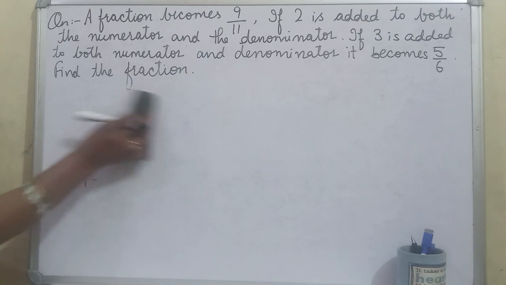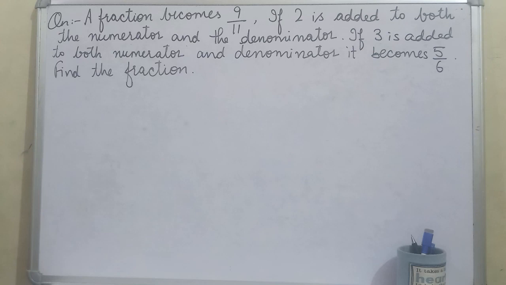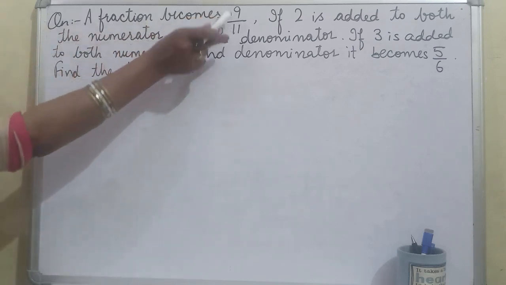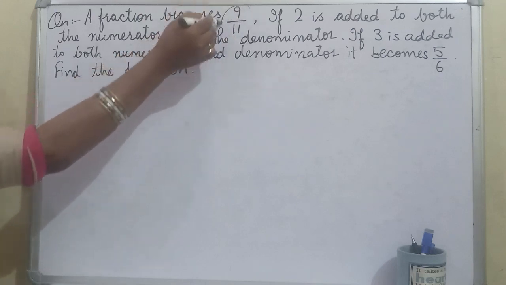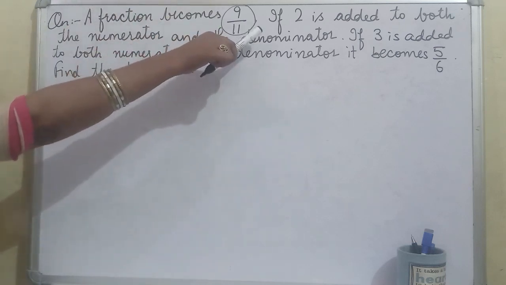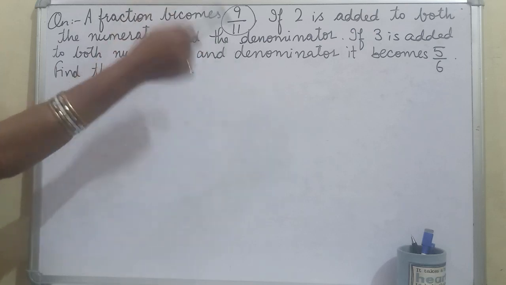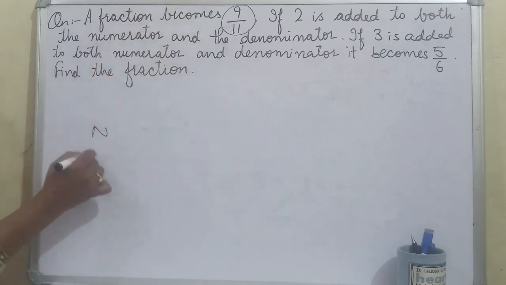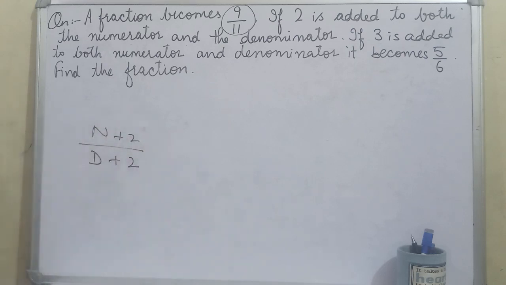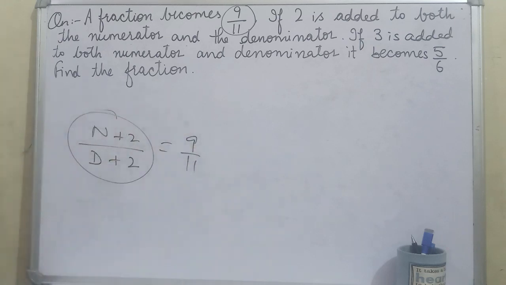So first of all, I will read the question for you. Then we'll suppose numerator and denominator as x and y. The question is, a fraction becomes 9 by 11, so note it down, 9 by 11, if 2 is added to both numerator and denominator. What does it tell us? If we add 2 to the numerator and denominator both, the fraction becomes equal to 9 by 11.